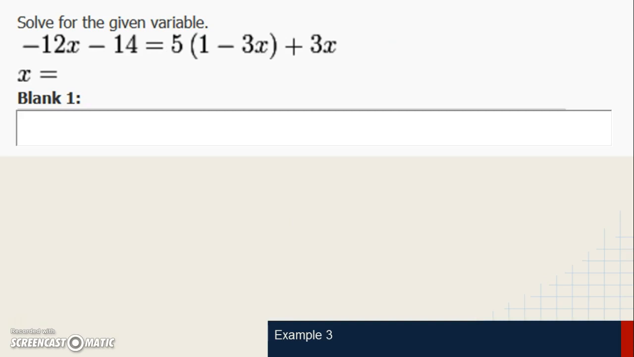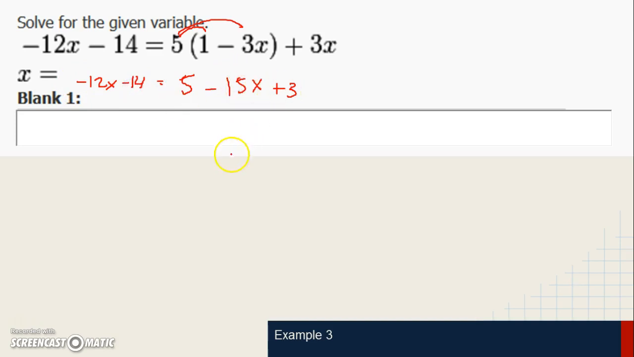Here's my next example. Some of these text boxes don't work, so I'm going to stop using them. Again, I begin by simplifying, distribution, and then combining like terms. So here I go with distribution. 5 times 1 is 5. 5 times negative 3x is negative 15x. I still have the plus 3x. And on the other side, I have negative 12x minus 14.